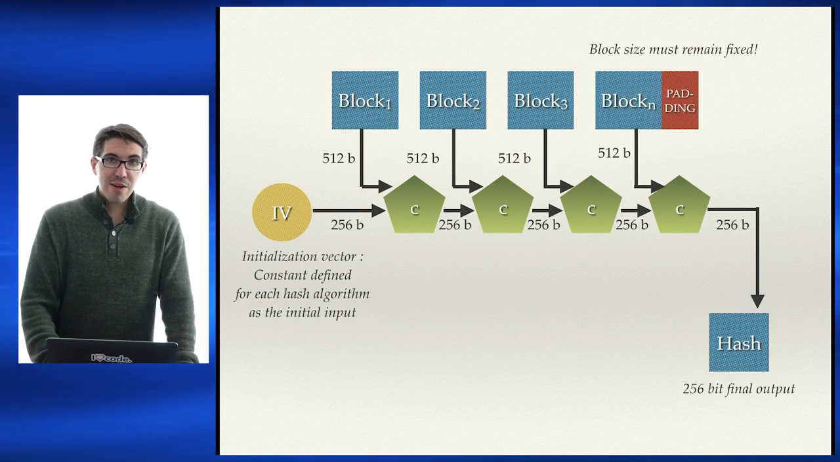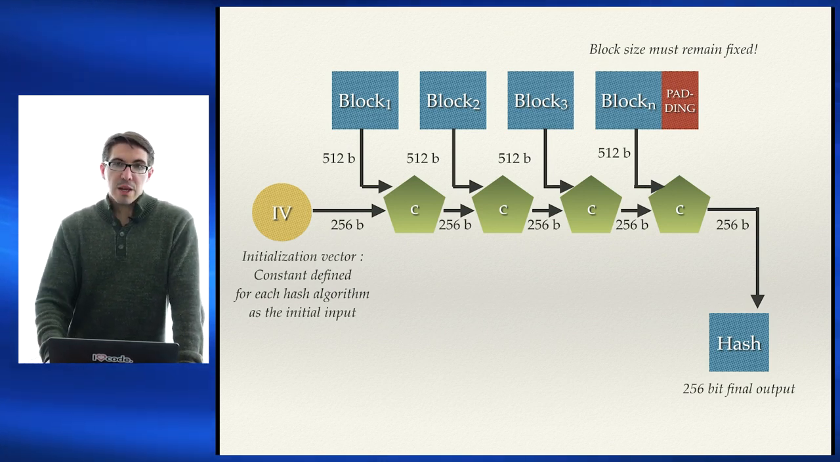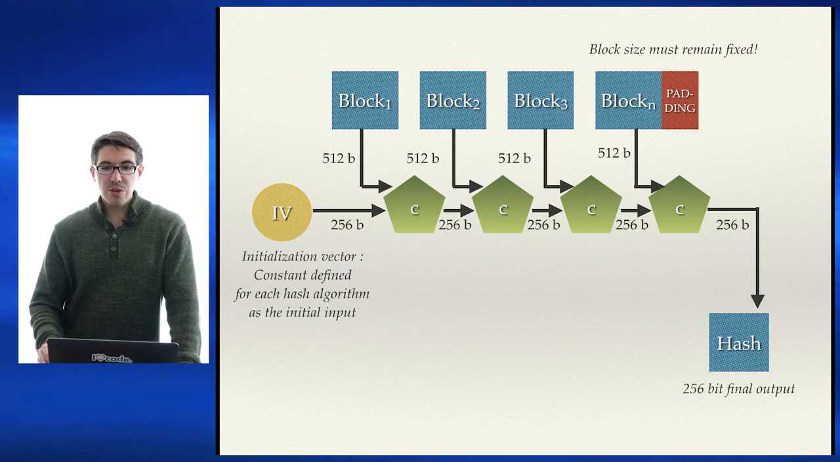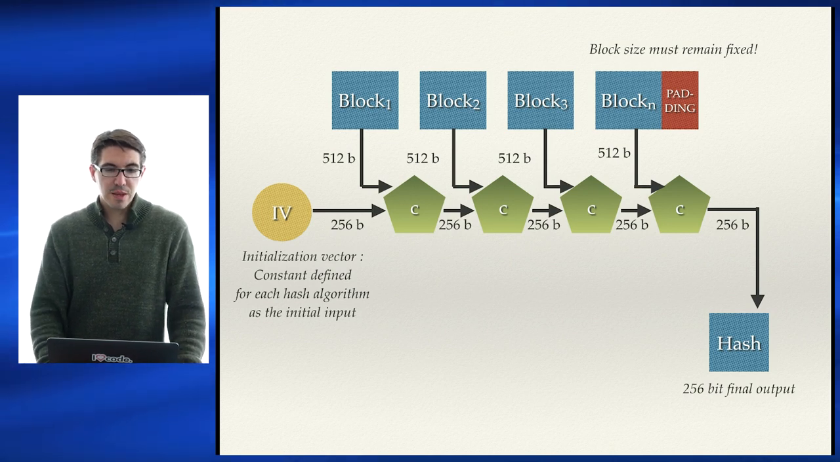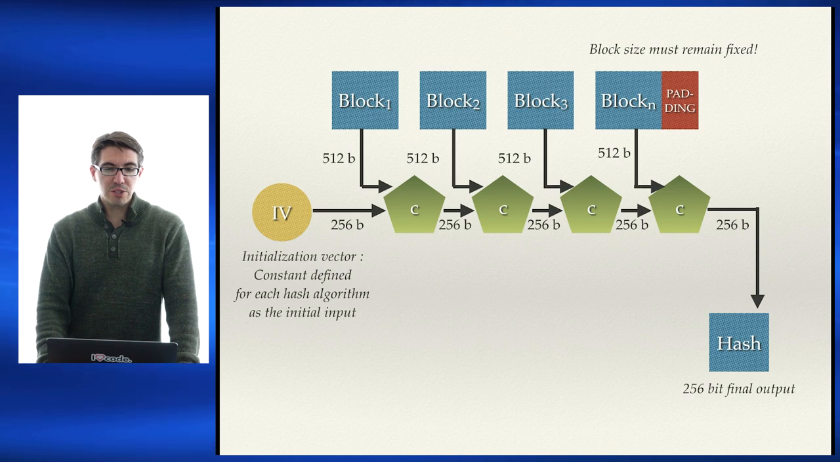So here I have a graphical illustration of this. We can see here we have chunked up our data into 4 blocks. Block 1, 2, 3, and again, we could take this up to size n. It's arbitrary. However, the block size must remain fixed. In our example, I set it as 512 bytes. You will notice C is our compression function here.